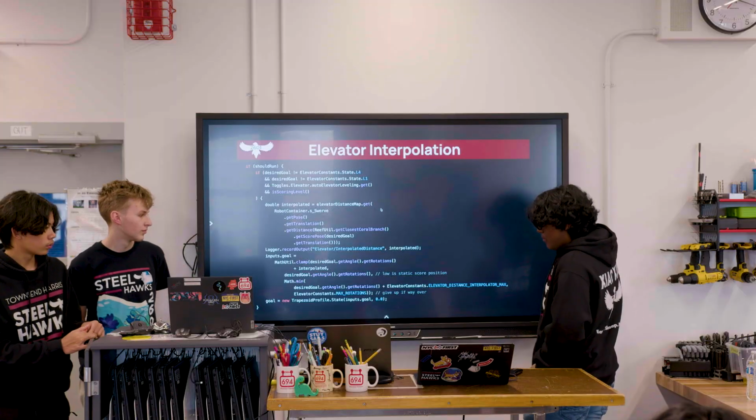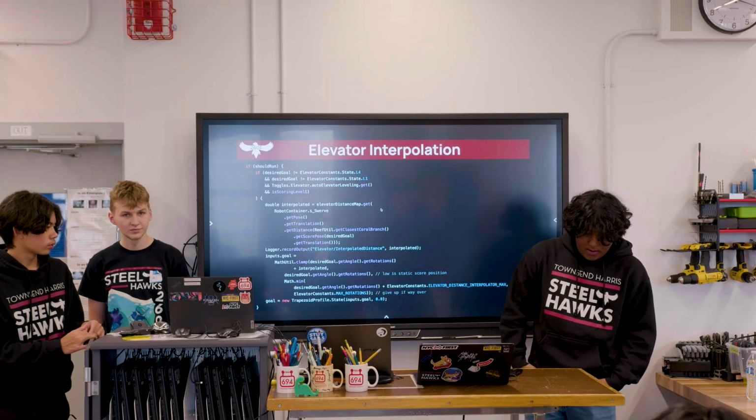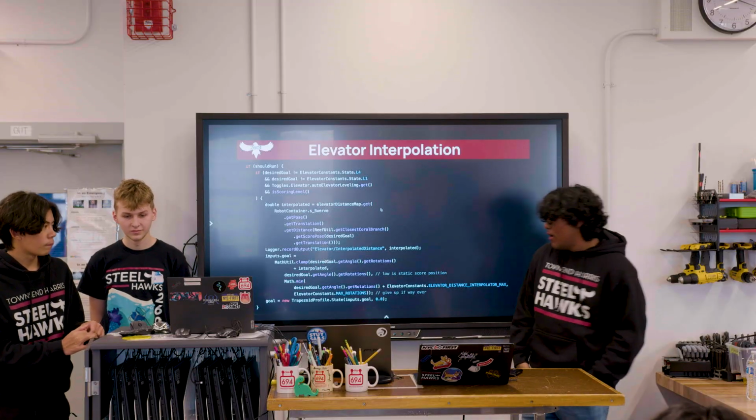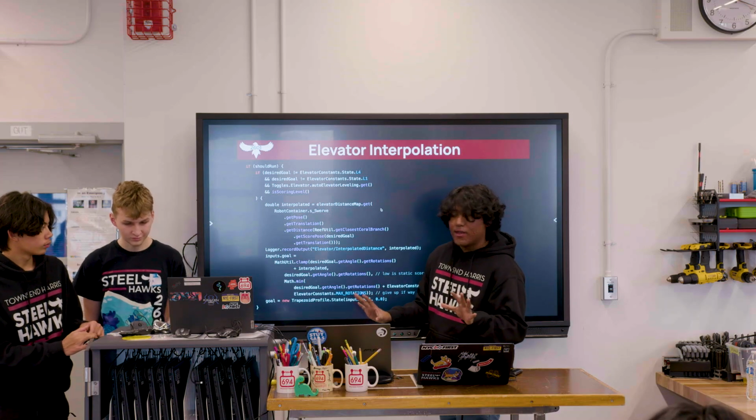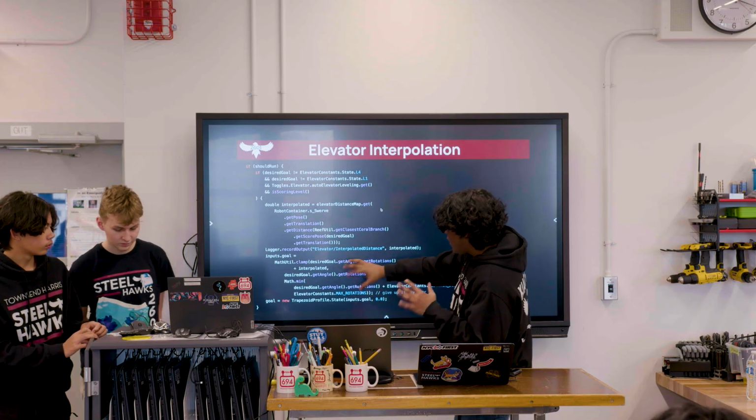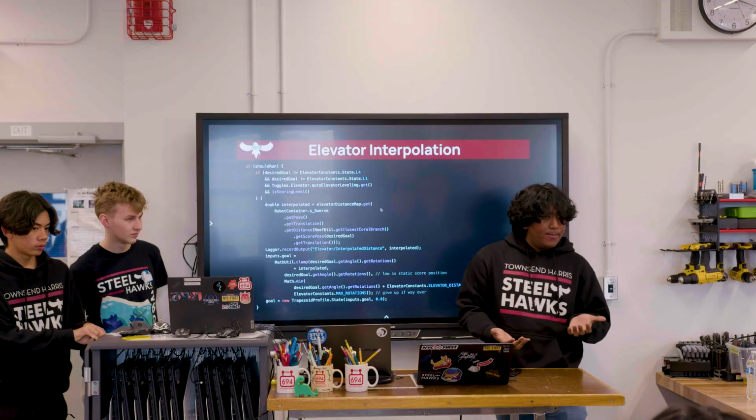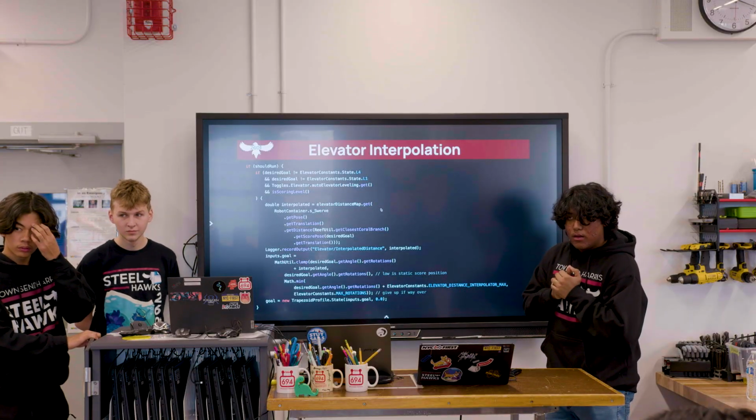Like we said, let's say you're at L4, your elevator cannot go much higher than your max height, or else it's going to break. So before we set any set point, before we break anything, we have clamps. Does everyone know what a clamp is?